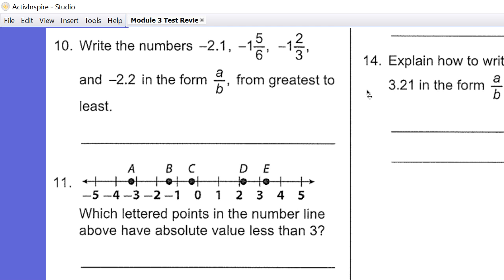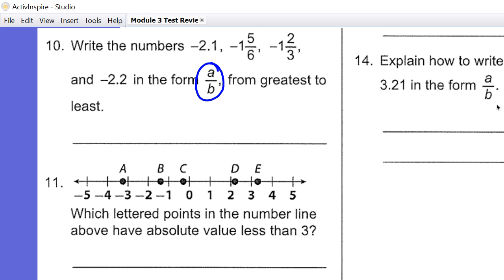Number 10 reads, write the numbers negative 2.1, negative 1 and 5/6, negative 1 and 2/3, and negative 2.2 in the form of A over B from least to greatest. So we've reviewed this once. This will be a really good chance for us to review this. Remember what the form of A over B means.